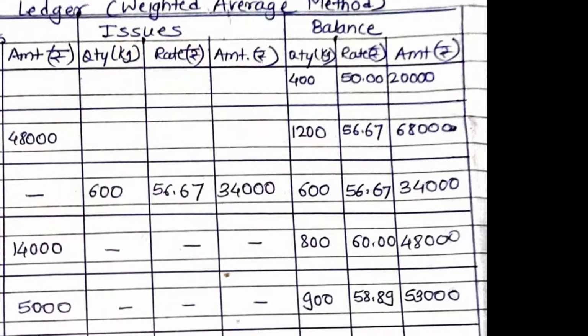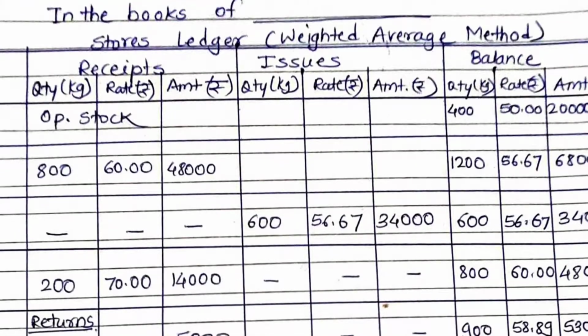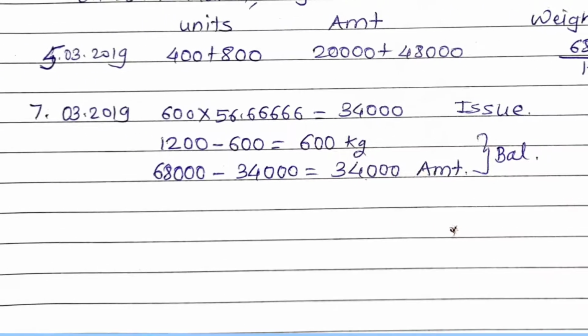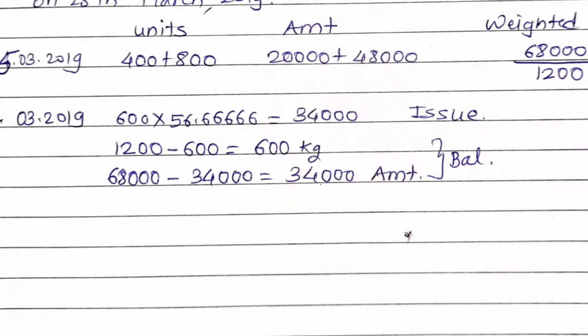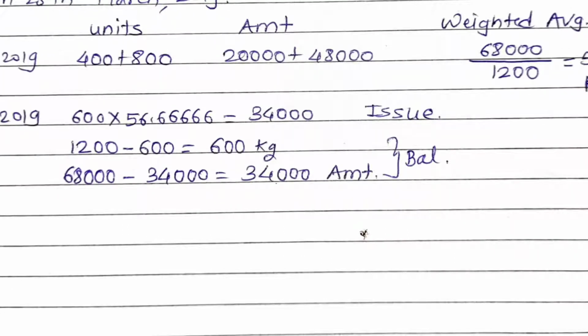Now we are going to write the balance here. From this 1200, deduct 600. That calculation is given here. The balance remaining is 1200 minus 600, equal to 600 kg, and the amount 68,000 minus 34,000, so again 34,000 is the balance. So 600 kg, 34,000, and the rate will be the same, 56.66 or 56.67. Unless and until there is the next purchase, the rate is not going to change.